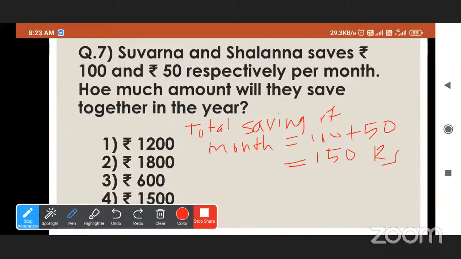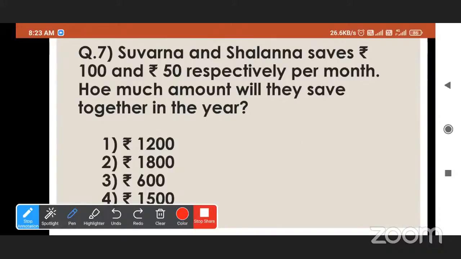So how many months are there in the year? 12. So what we have to do? We have to find out the total amount they will save together in a year. So we have to multiply it by 12 to find out the total saving of the year. Now do the multiplication: 150 multiplied by 12.